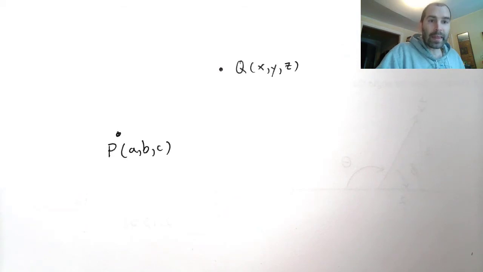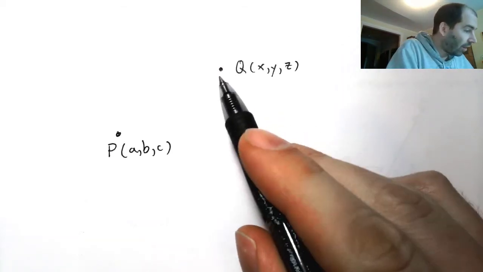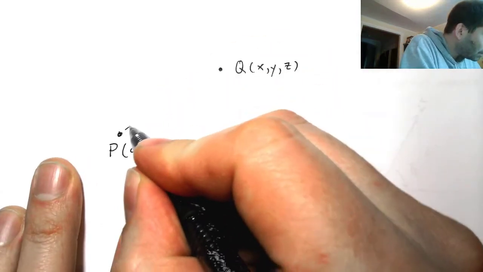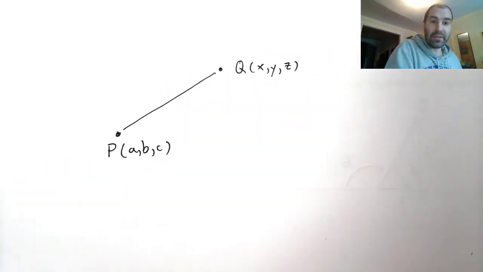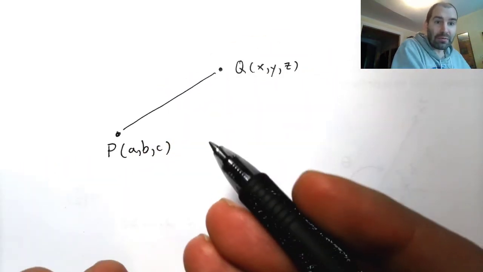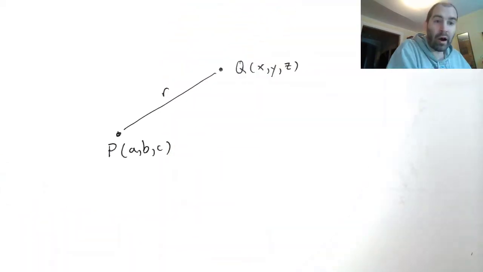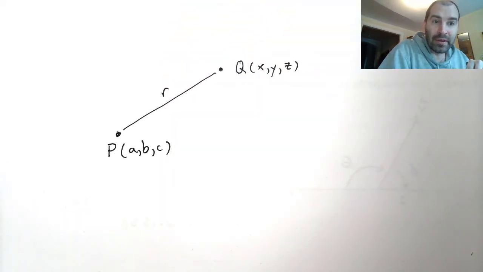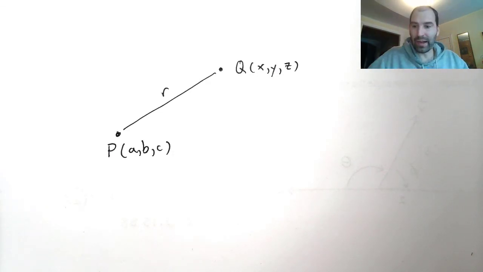Okay. And what defines a sphere? Well, it's the set of points that are this distance away from P, the same distance that Q is. So I just have to find this distance. We're going to call that r for the radius. Can we write down an equation for r? Well, I think we definitely can.